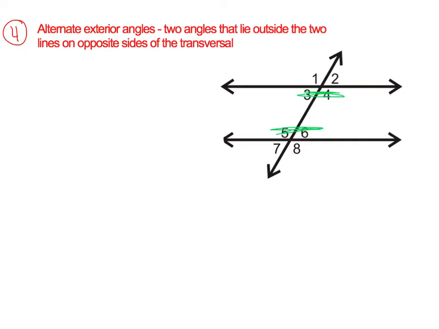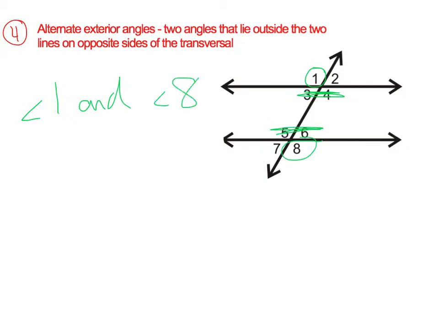So we can't be talking about 3, 4, 5, or 6. We're only talking about 1, 2, 7, and 8. So if I said, what angle is the alternate exterior angle to angle 1? What do you think? Well, it's going to be two angles that lie outside the two lines, on opposite sides of the transversal. So is it going to be angle 2? No, it's actually going to be angle 8.